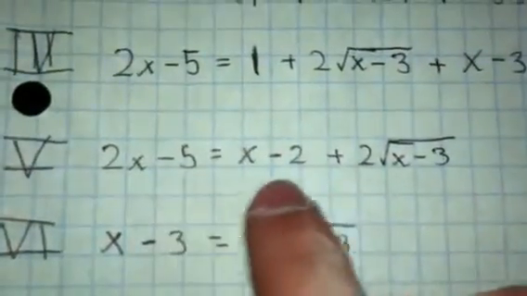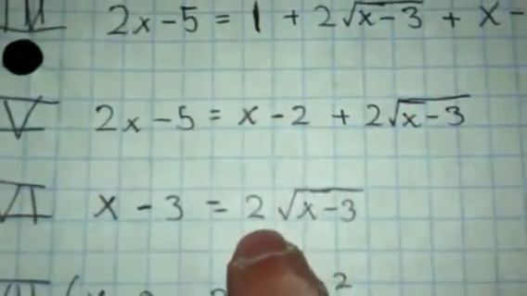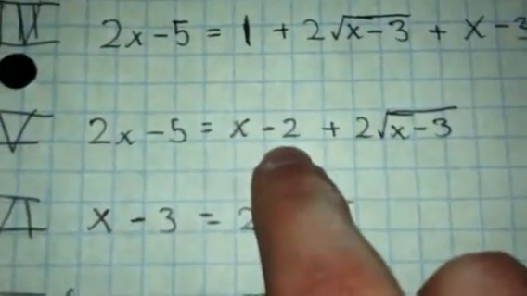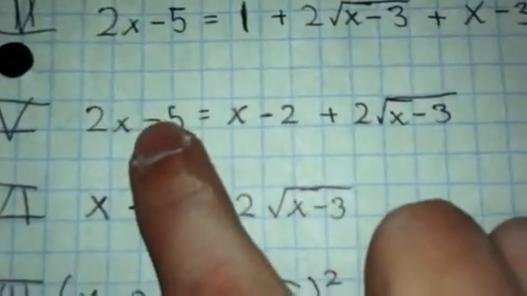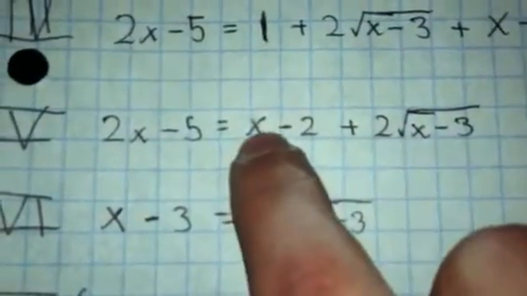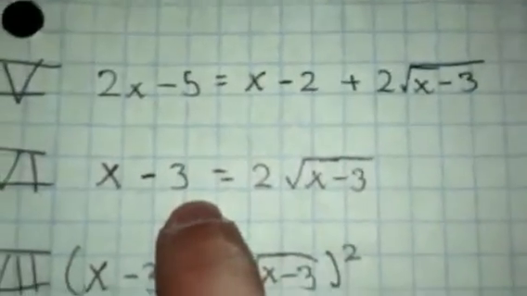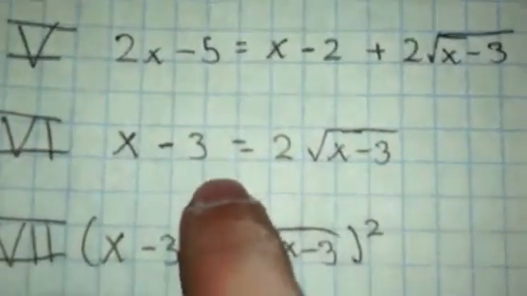Now what you're going to do is combine all the like terms, like I did here, and then down here you're going to take this x minus 2 and put it over here, because you want to isolate the radical. So by getting rid of these, you isolate the radical. Next you get down here, and you get x minus 3 equals 2 root x minus 3.